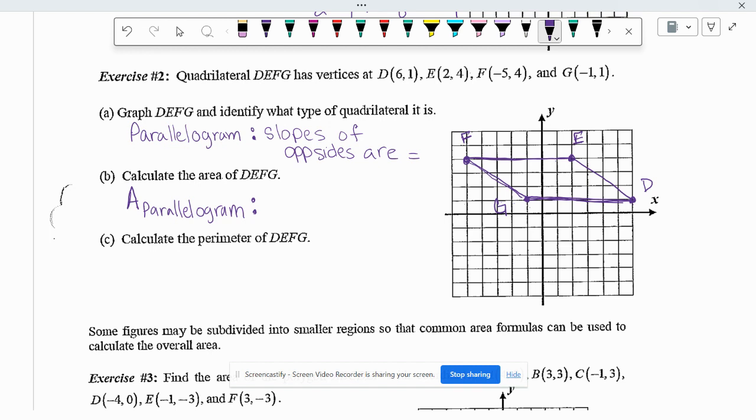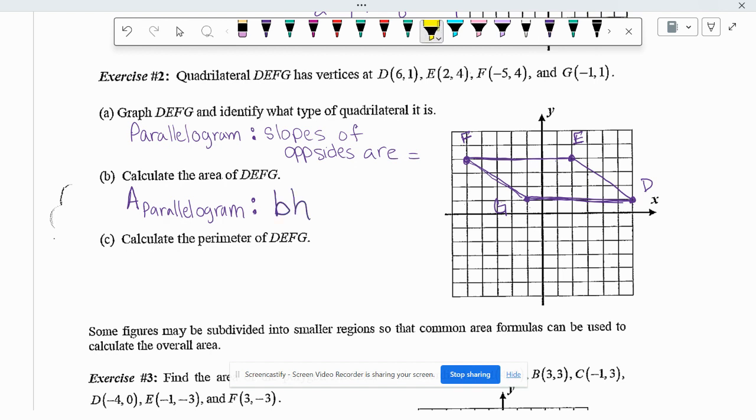So if you think about a parallelogram, if it was a rectangle, you would take the length times the width, right? Or the base times the height. When I squish it, this doesn't represent how tall it is anymore. If I squish it over to the side, this represents how tall it is. So the formula for the area of a parallelogram is just the base times the height.